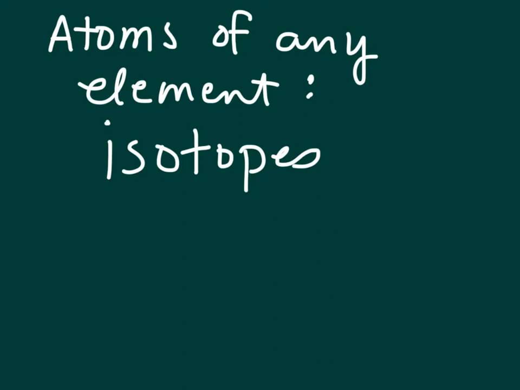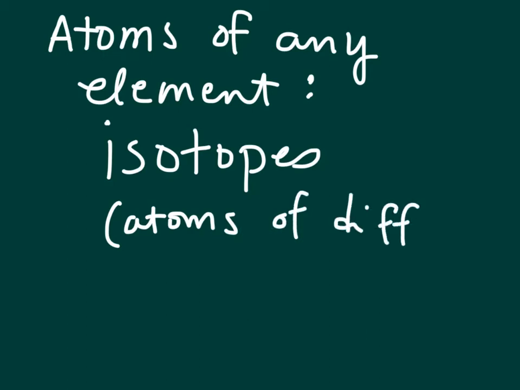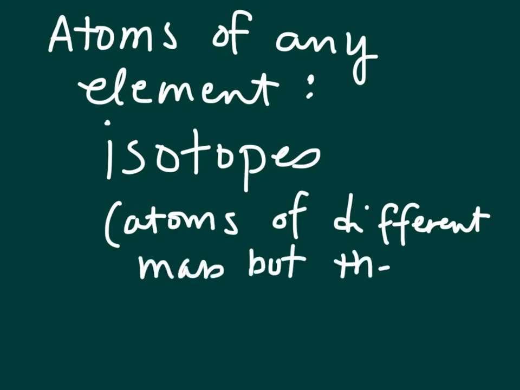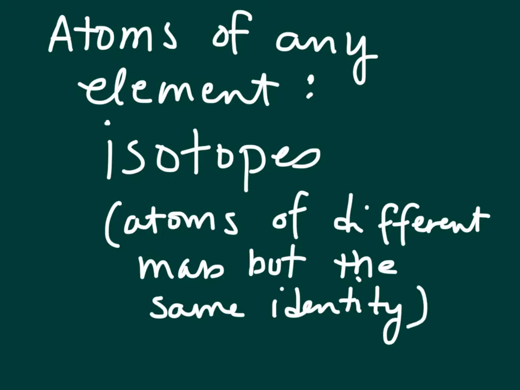And all they are is atoms of different mass but the same identity. So the number of protons remains the same, because remember we said that's like the social security number. That's the identity. The number of protons remains the same. What changes is the mass of the element.